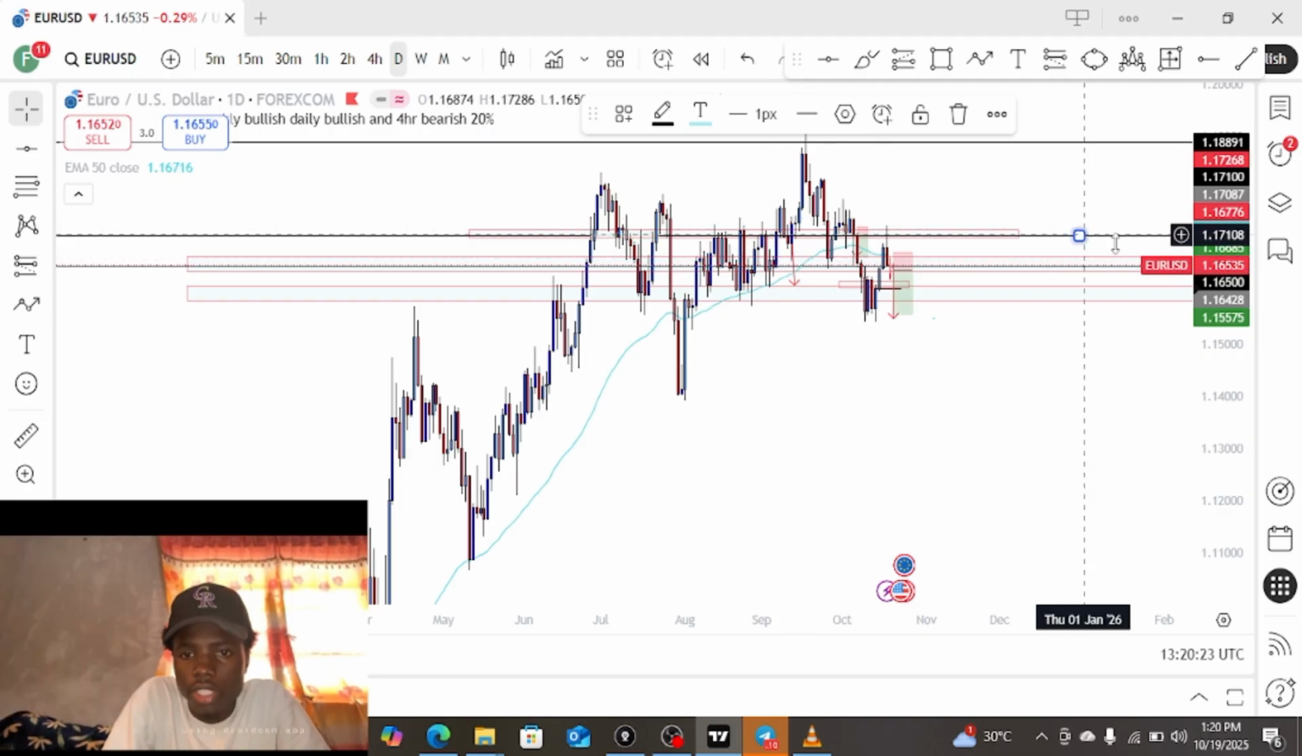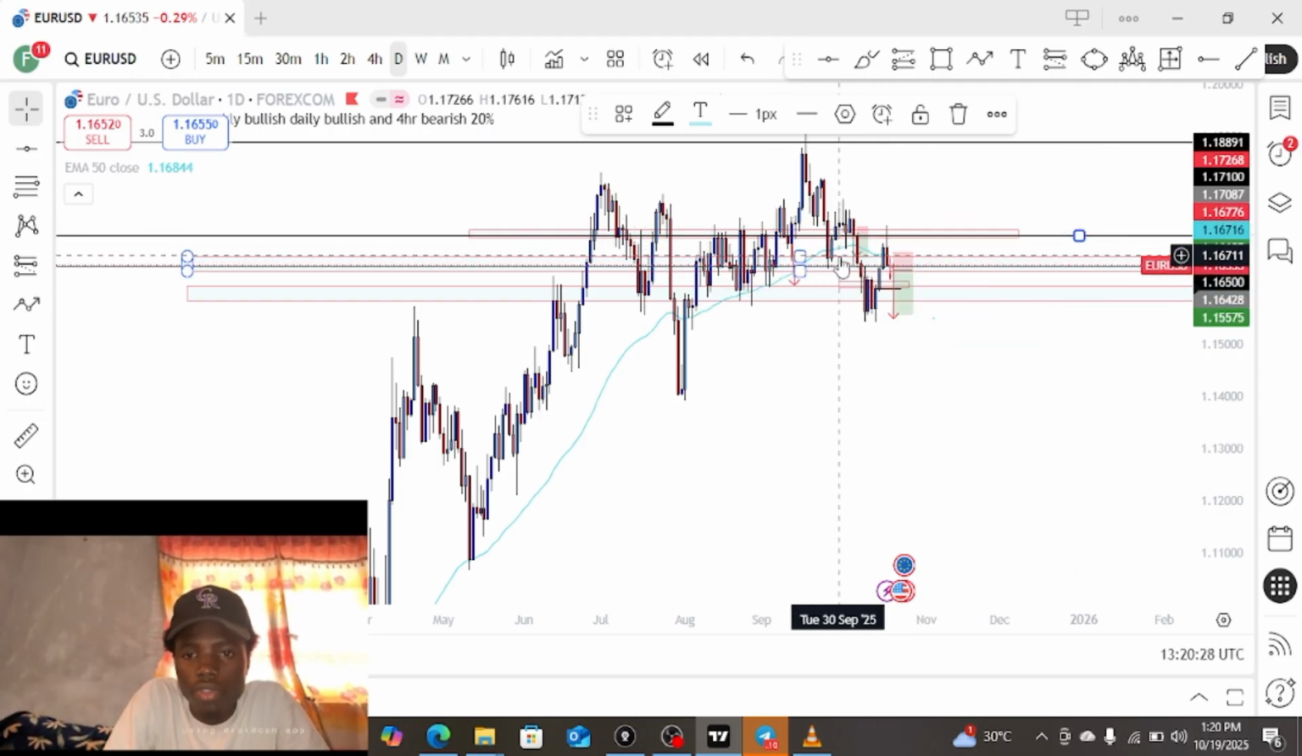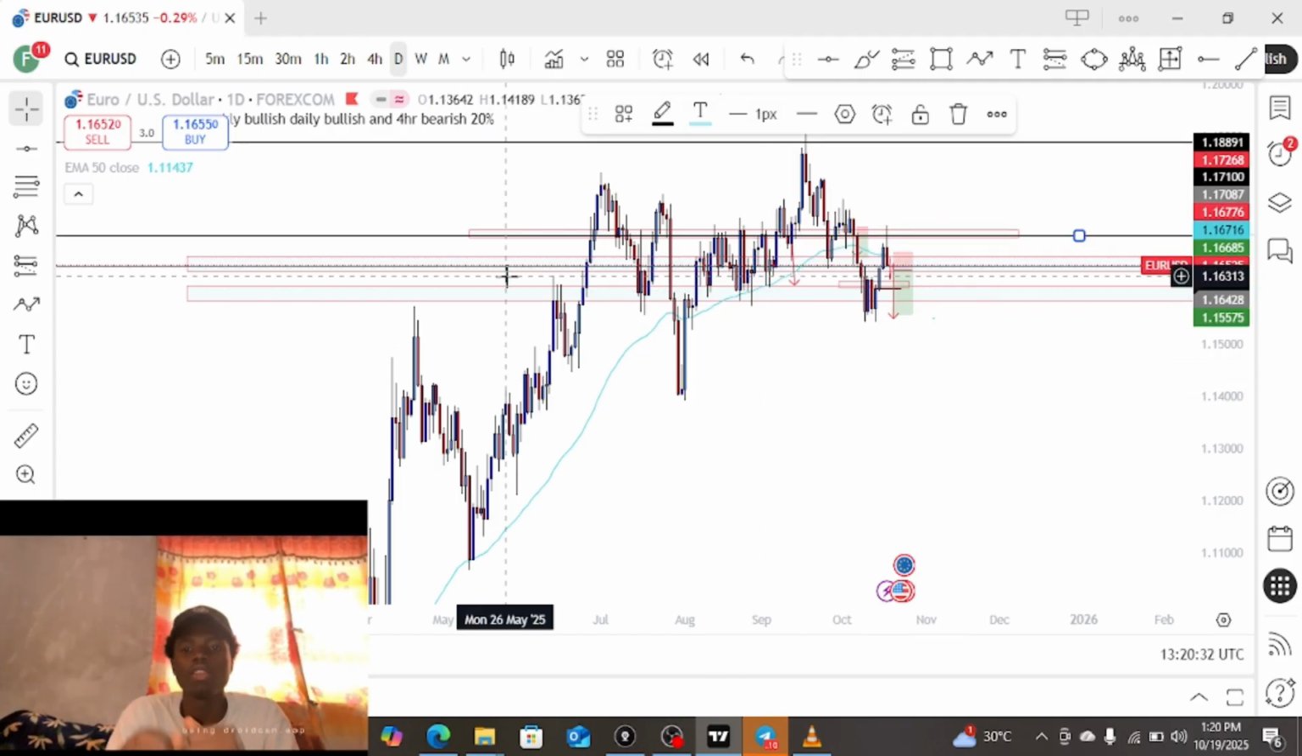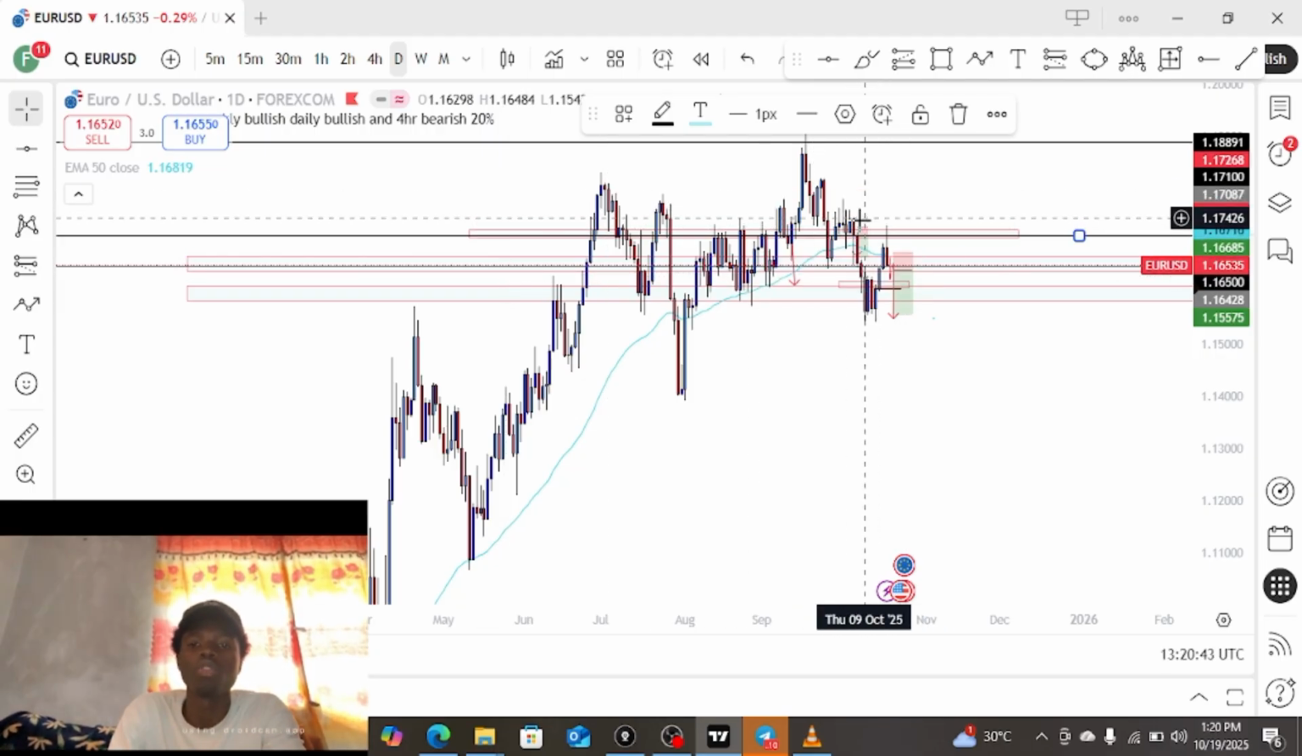Rejecting this round psychological level, rejecting the EMA, and then rejecting my previous structure point right here. Okay, I need more rejection. I need more confirmation. This is not enough confirmation for me to take this trade because, as you can see, it can also break structure. It can break this lower high right here.